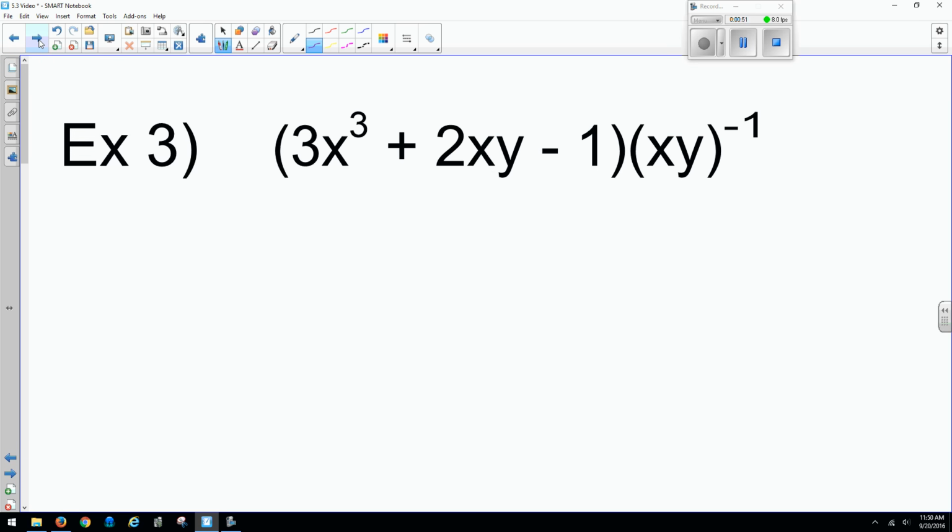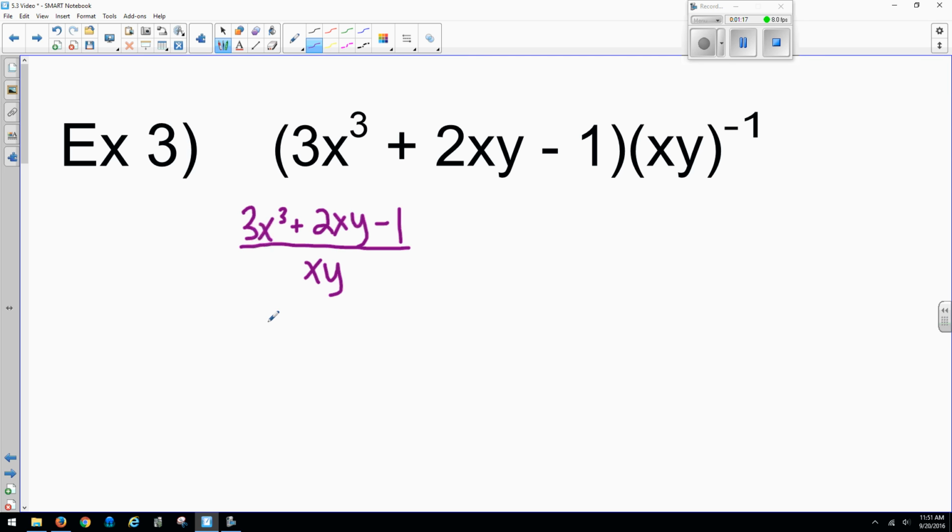This one looks a little bit different, but it's the same kind of thing. I would just suggest to rewrite it. So I have xy to the negative 1. That means I'm going to make the exponent positive and move it to the denominator. So I'm just going to rewrite this first. So it's 3x to the third power plus 2xy minus 1 all over xy. And then from here, I'm going to separate it.